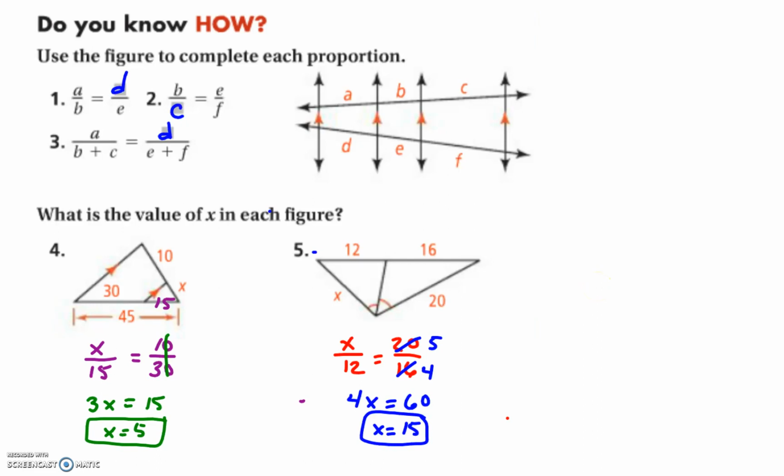Okay, so check your answers. Hopefully they make some sense to you. The first one used that side splitter. First, second, and third, the corollary. And then the fourth was the side splitter, and then the fifth is the angle bisector.